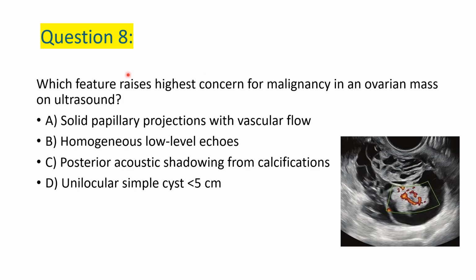Question number 8. Which feature raises highest concern for malignancy in an ovarian mass on ultrasound? So you see, we have got a mass there, and you can see there are internal papillary projections, and there is this solid mass within the cystic lesion, and there is internal flow on power Doppler. So A, solid papillary projections with vascular flow. B, homogeneous low-level echoes. C, posterior acoustic shadows from calcifications. D, unilocular simple cyst less than 5 centimeters.